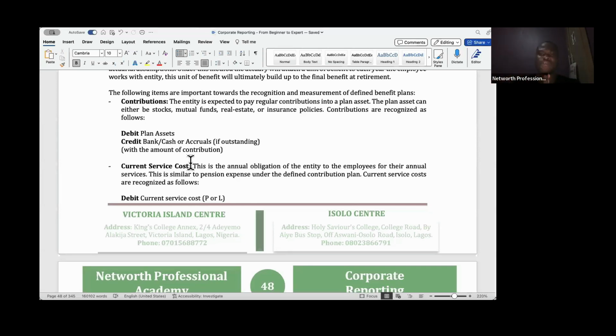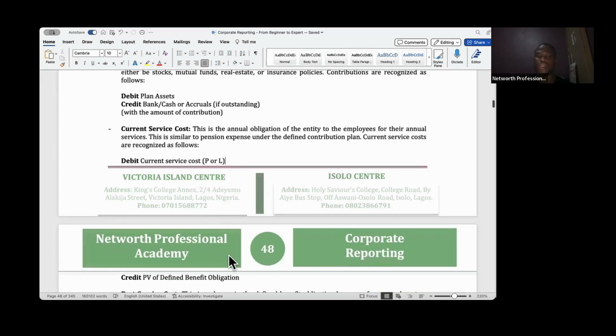But as far as the employer is concerned, it's an expense to the employer for that year. So it debits that current service cost to P&L, and the corresponding credit goes to the present value of defined benefit obligation, right? Present value of defined benefit obligation. That goes to show that this current service cost will have been a discounted amount.